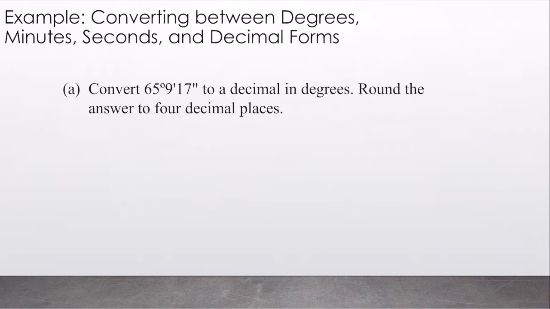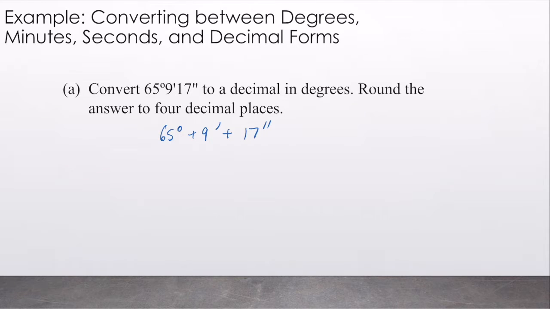degrees, minutes, and seconds. So let's convert 65 degrees, 9 minutes, and 17 seconds to a decimal in degrees. And we're going to round our answer to 4 decimal places. So let's break this up. So I've got 65 degrees plus 9 minutes plus 17 seconds. And then we're going to use some substitution.